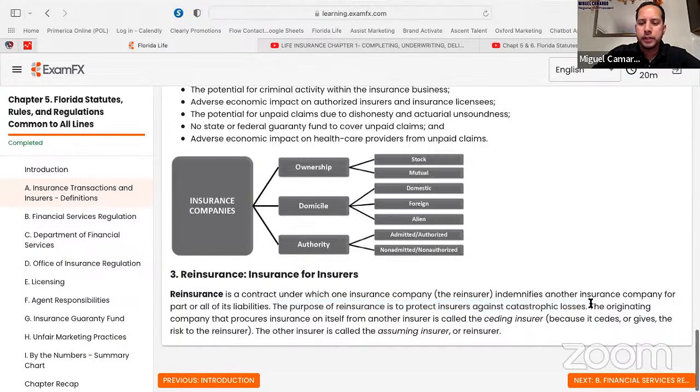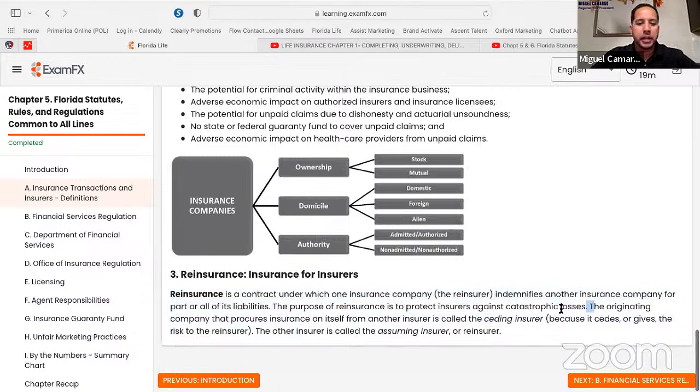The originating company that procures insurance for itself from another insurer is called the ceding insurer. Okay, you want to write this down. That right there is a definition you'll see. The originating company that procures insurance from another insurer is called a ceding company, or ceding insurer, because it gives the risk to the reinsurer. The other insurer is assuming the risk. Just to clarify this, reinsurance is when another insurance company buys some of the risk from another insurance company.